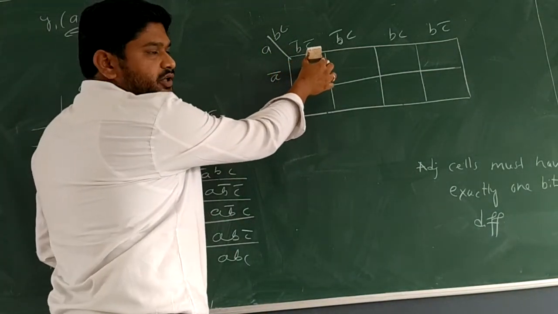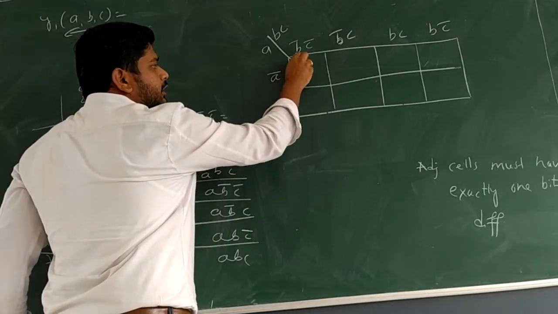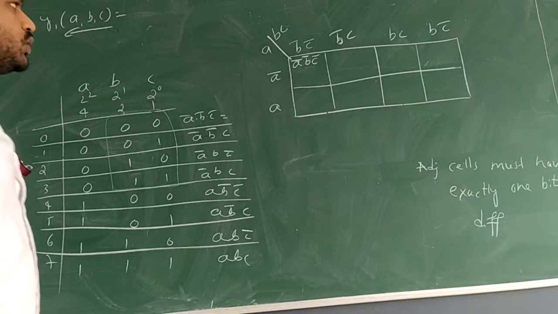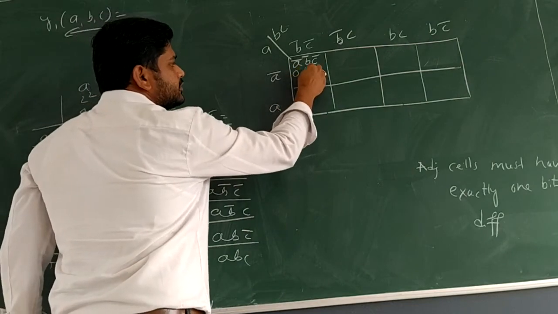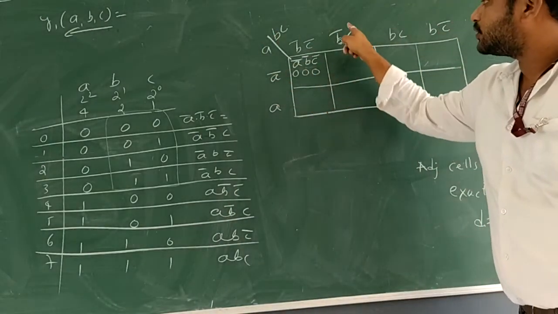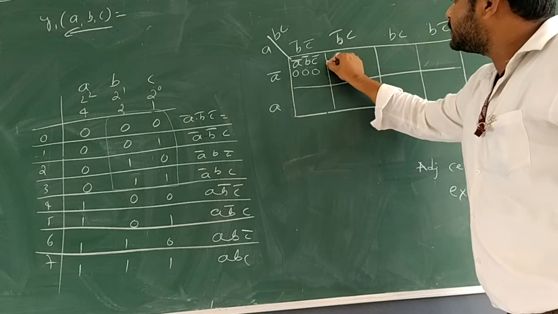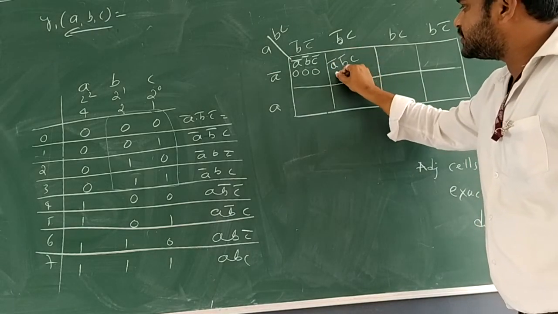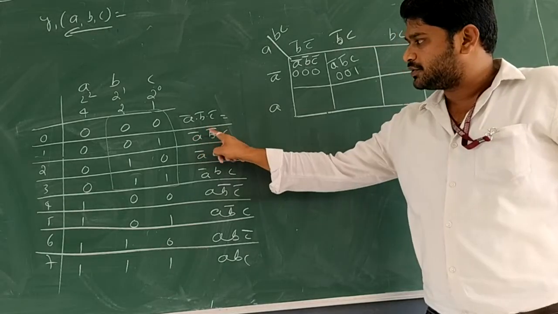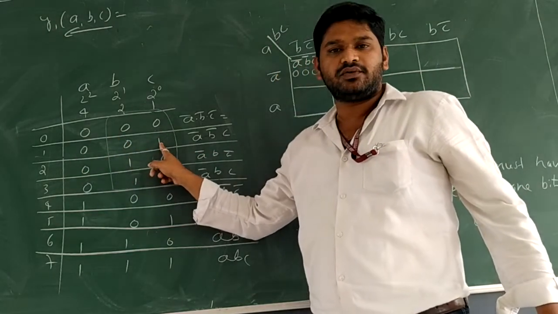So assume you are here. What is the left and what is the top? What is the function of this? A complement, B complement, C complement. So what does it mean? 0, 0, 0. Okay. So look at the left and the top, and go on writing for every cell. What is the left of this? Here I will write A complement, B complement, C. That means 0, 0, 1. You can see A complement, B complement, C. That means A is 0, B is 0, C is 1.